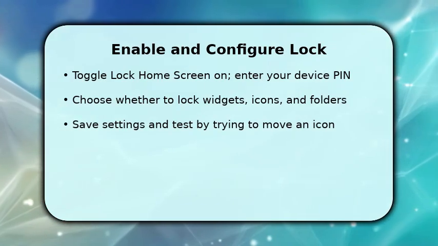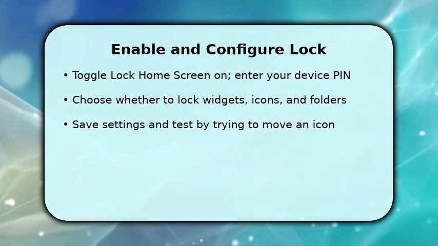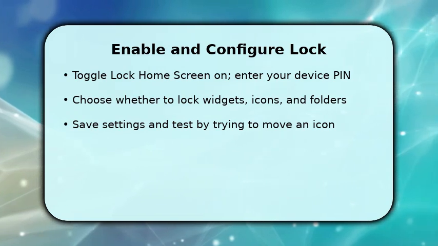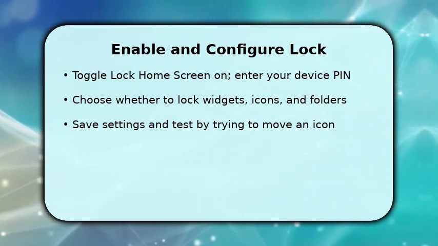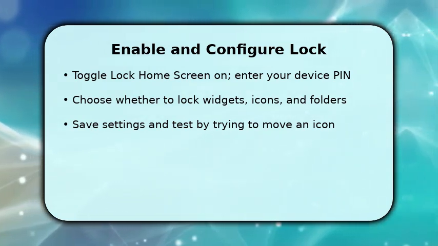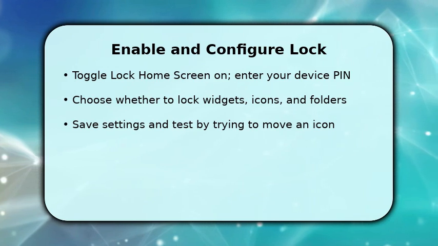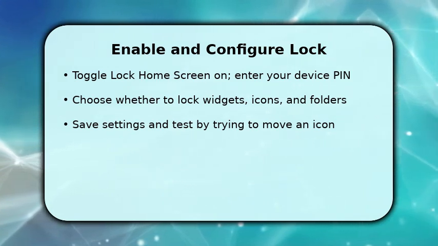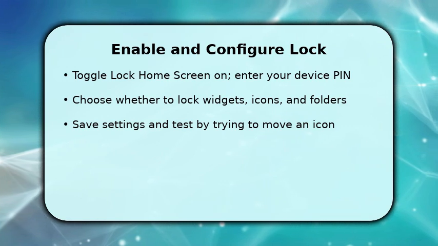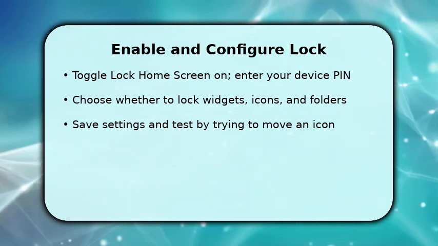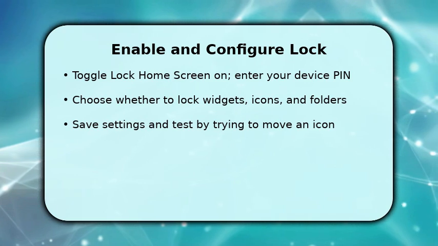Once you tap Lock Home Screen, the system will ask you to confirm your device lock, enter your PIN, or verify your fingerprint. Then you'll see configuration choices: lock widgets, lock icons, and lock folders. Choose the combination that matches how strict you want the home layout to be. After making selections, tap Save or Apply.